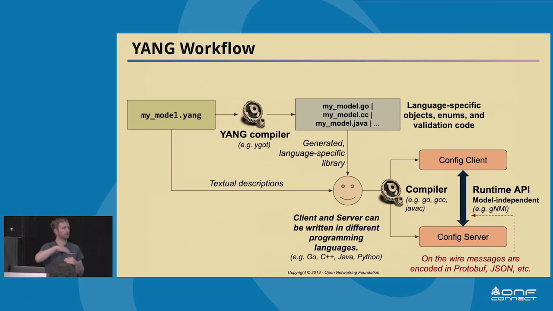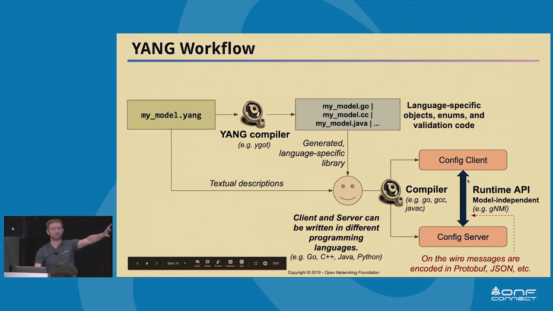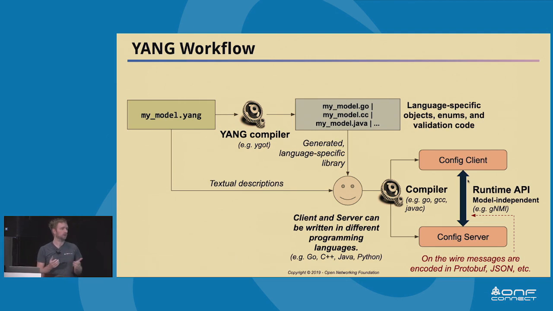And so for that, we have a runtime API. This is a model-independent API, for example, NETCONF or gNMI. And on the wire, the messages are going to be encoded using protobuf, JSON, or XML. But the clients can then translate those on-the-wire encodings into native objects that they use. It's also worth noting you could just take the protobuf representation and generate native objects. So you could have protobuf-based objects, or you can have native Yang objects. The advantage of the native Yang objects being primarily schema validation.